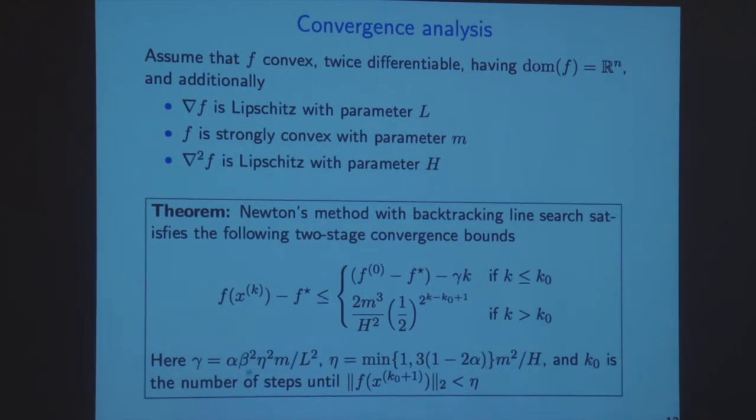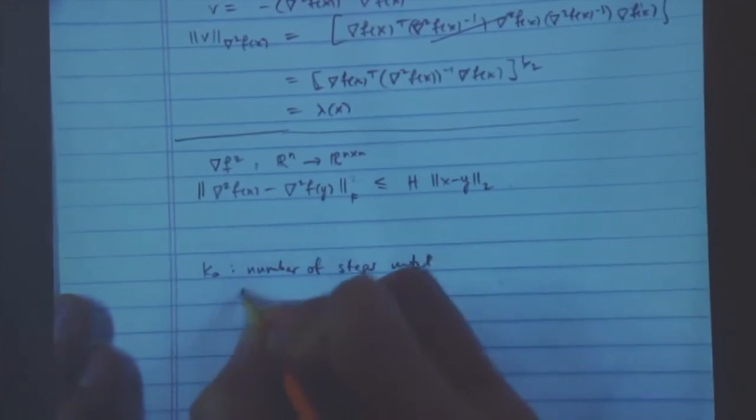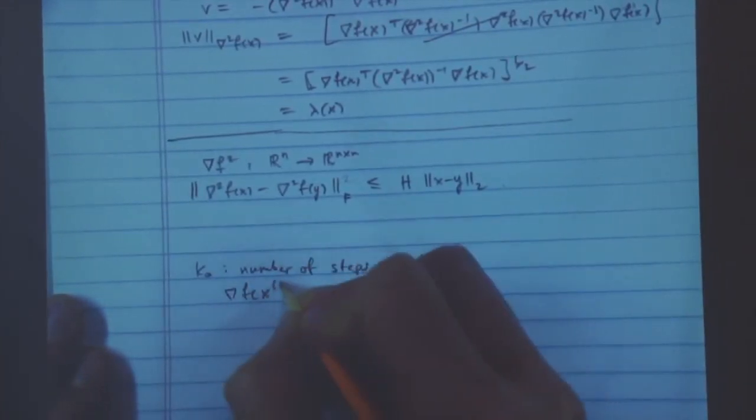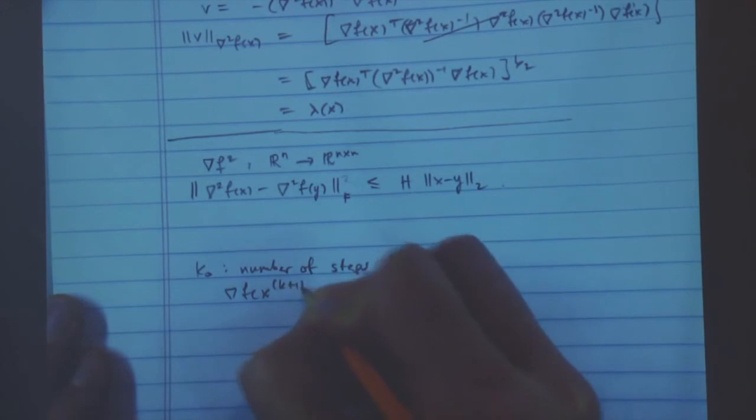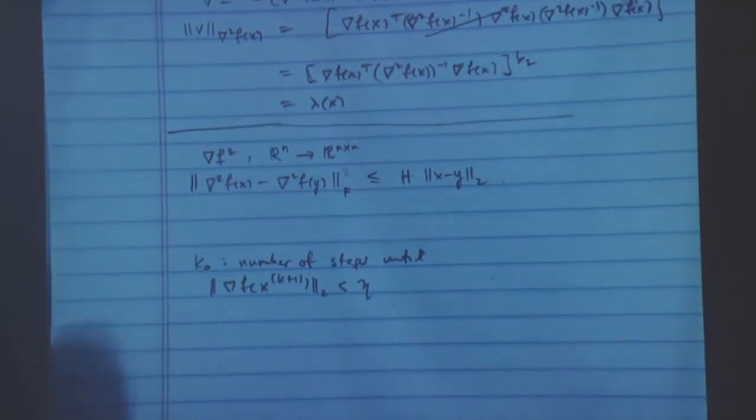K0 is defined as the number of steps that we need until we are able to get the 2 norm... this should say, I'm sorry, there's a typo there. So K0 is the number of steps until the gradient at the next step is less than eta. So once that's true, we enter the second regime of convergence. By the way, this is sometimes called the damped Newton phase and sometimes called the pure Newton phase.